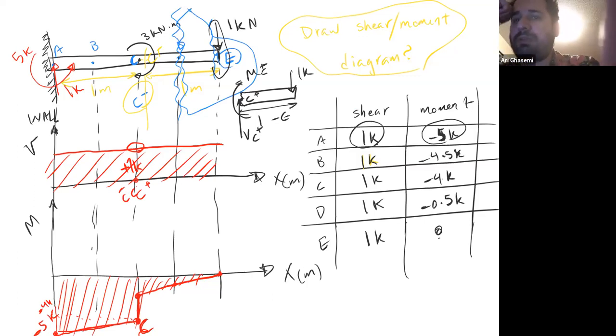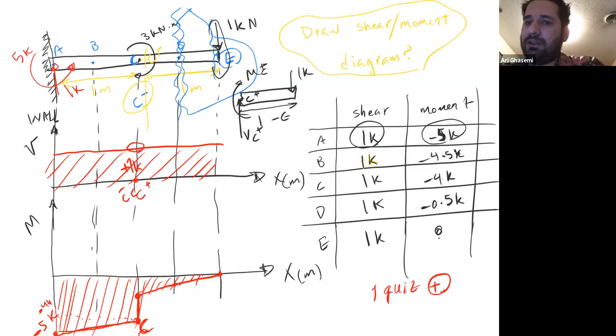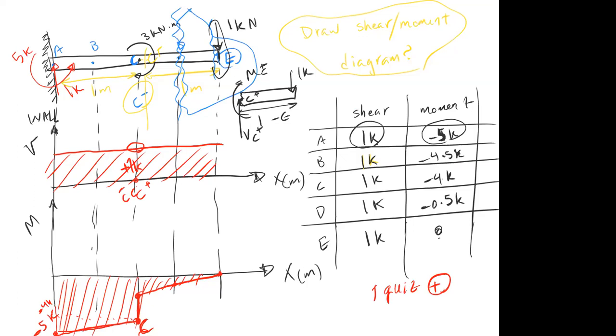Can you tell me why we have a discontinuity in the moment diagram, not the shear diagram? Let's say one quiz bonus. Only one person gets it. The first person who says it. Can you tell me why we have a discontinuity in the moment diagram, not the shear diagram? Is it because there's an applied external moment?